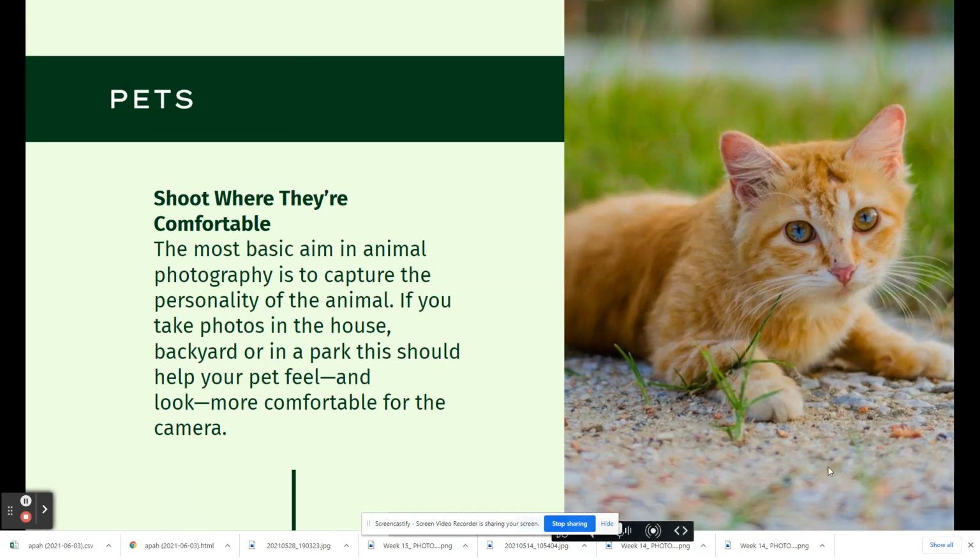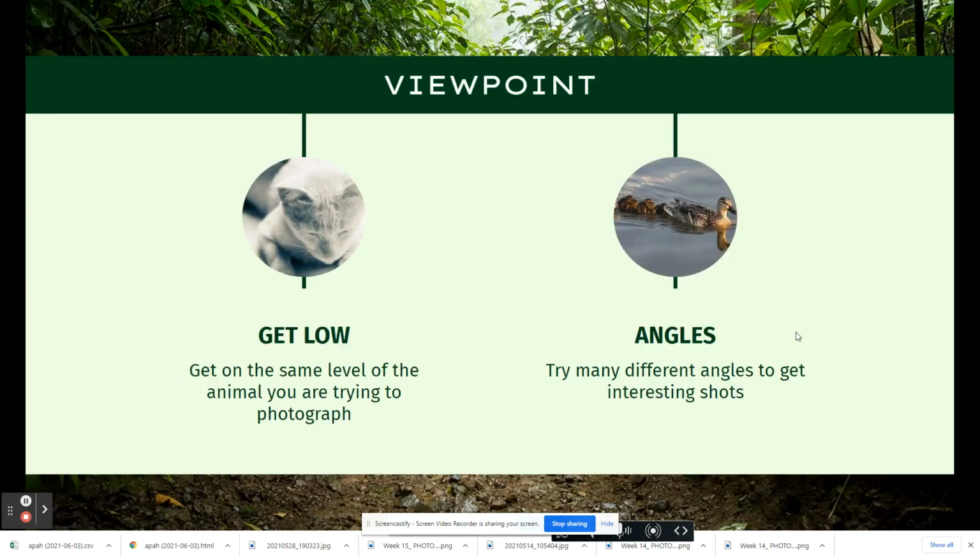Now, I want you to look at this one. You can see here, the person is sitting on the ground, like they're laying down, to get this shot so they can get a close-up view of their animal. So you want to get low, on the same level as your animal. If the animal is like a cat in a window, you can move up close and you don't have to crouch down.